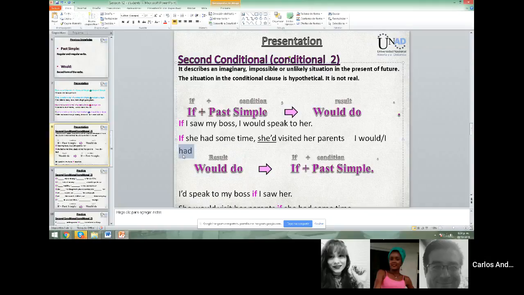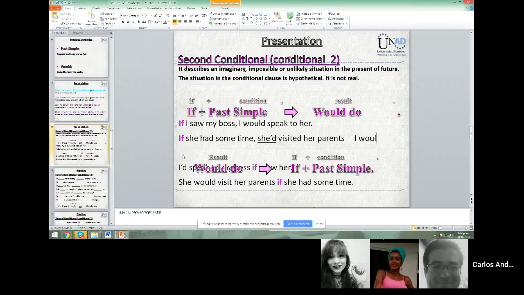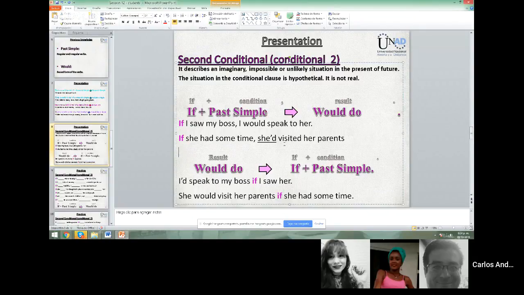That is the difference. So they have the same contraction, but because of the verb that comes next, you will know the difference, ¿ok? Is that okay with you, Viviana?